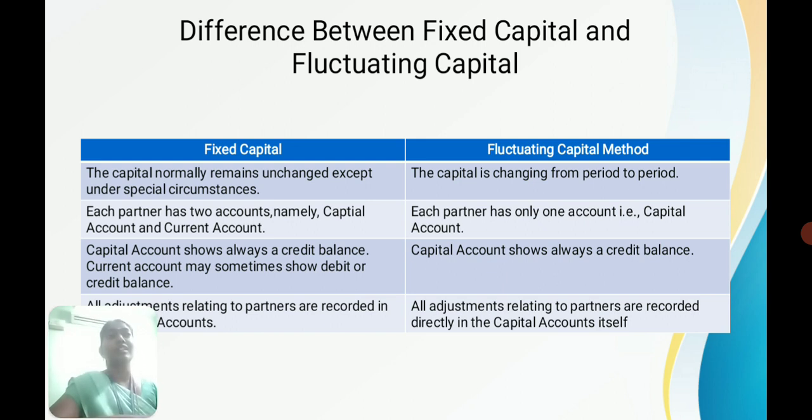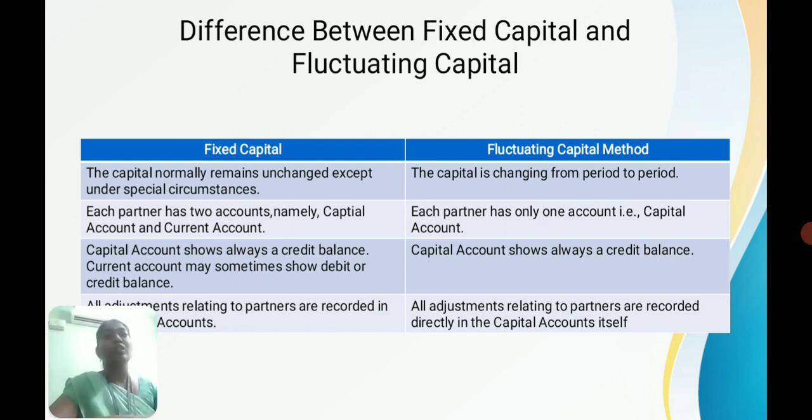Next we will see the differences between fixed capital and fluctuating capital. First, the capital remains unchanged in the case of fixed capital. It is changed in the case of fluctuating capital. Next, two accounts are opened in the case of fixed capital, that is the partners capital account and the partners current account. There is only one account opened in the case of the fluctuating capital method, that is the partners capital account.